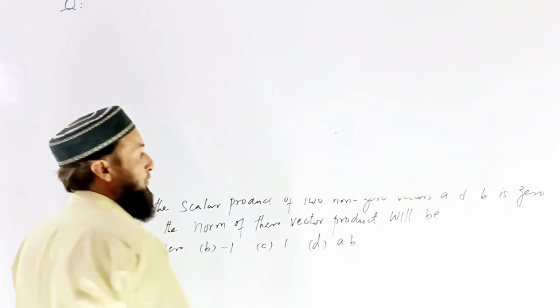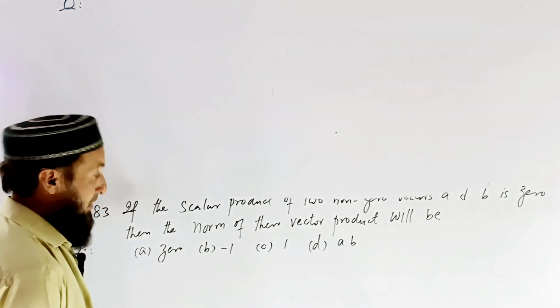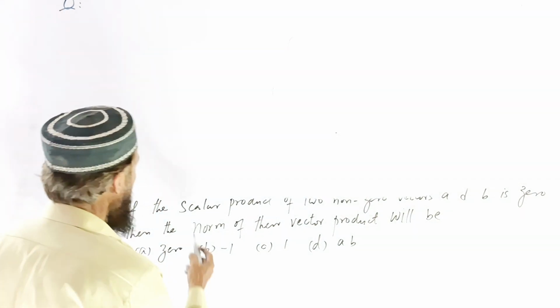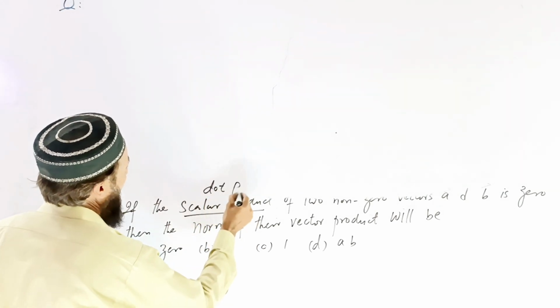The scalar product of two non-zero vectors A and B is 0. Scalar product means dot product.